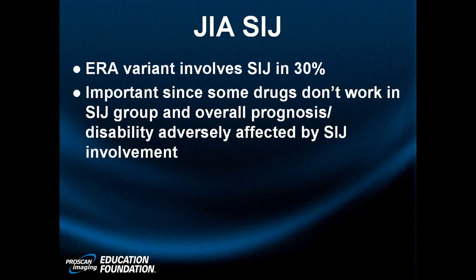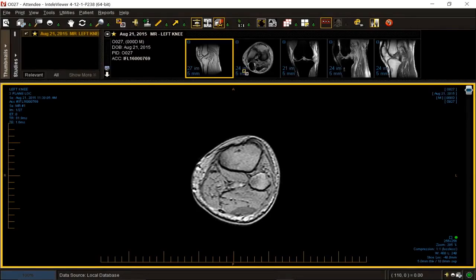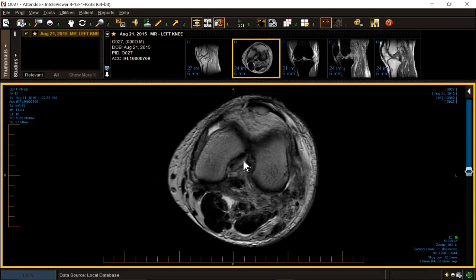Let's move on to our next case now. Patient had a motorcycle accident and now has pain. He's 24 years old. I'm going to start with my axial, but I'll give you moments to digest.